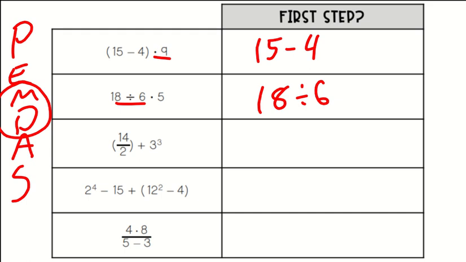All right, third one there, what gets done first? Yeah, when you have a number that looks like a fraction, that's a division problem. It's there in the parentheses. So what we're doing in the parentheses is 14 divided by 2. 14 divided by 2 is 7. Then you would do the exponent, 3 to the third power. 3 times 3 is 9, times 3 is 27. 27 plus 7 would give us 34.